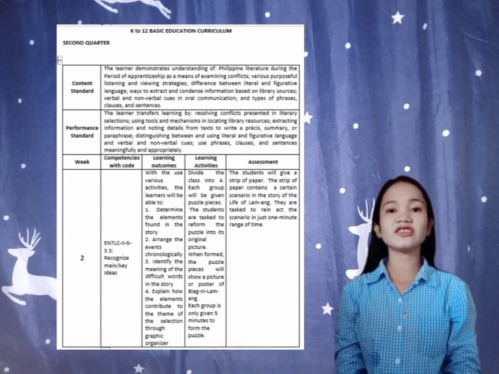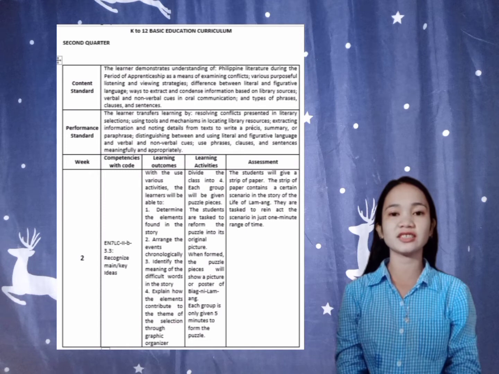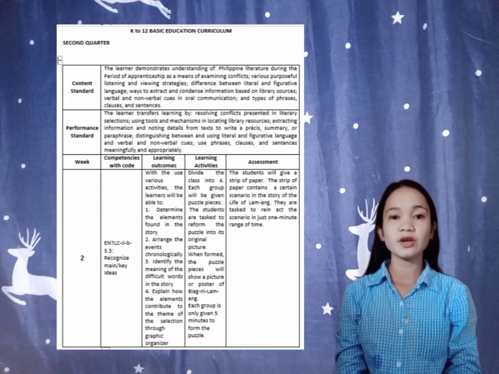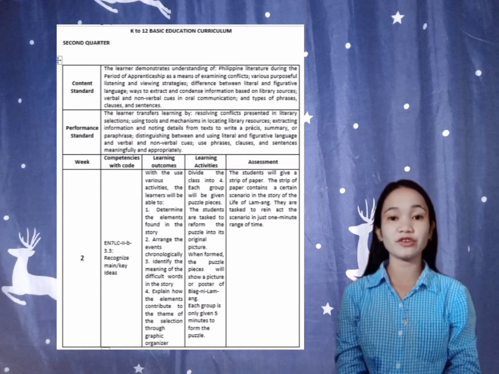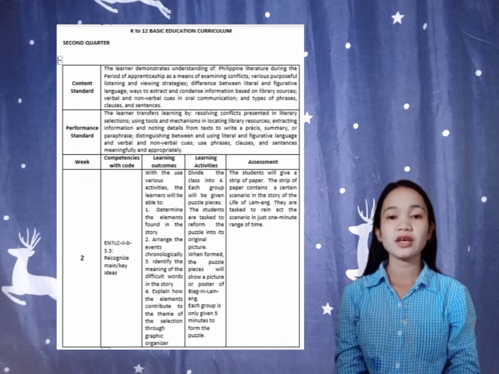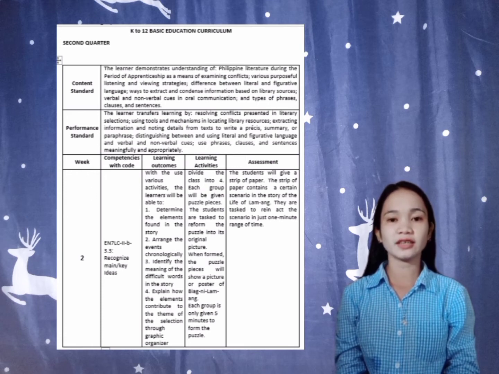Performance standard. The learner transfer learning by resolving conflicts presented in literary selections, using tools and mechanisms in locating library resources, extracting information and noting details from text to write phrases, summary, or paraphrase. Distinguishing between and using literal and figurative language and verbal and nonverbal cues. Use phrases, clauses, and sentences meaningfully and appropriately. Week 2. Competencies with Code EN7LC-2-B-3.3. Recognize main key ideas.